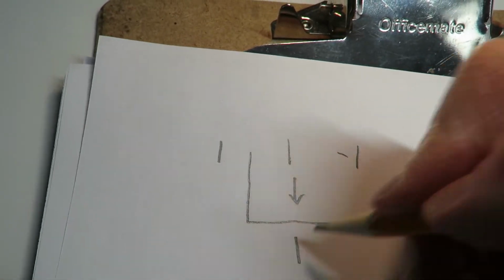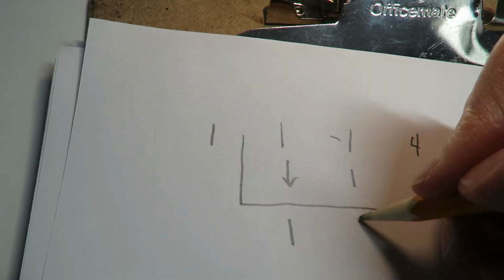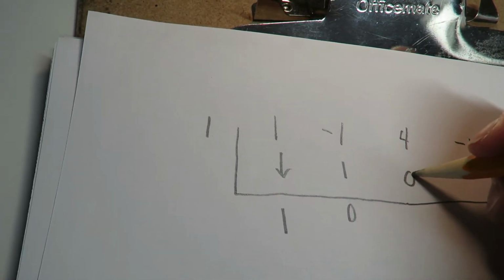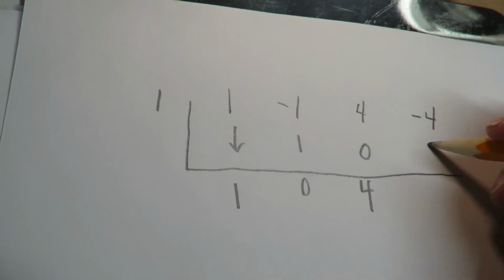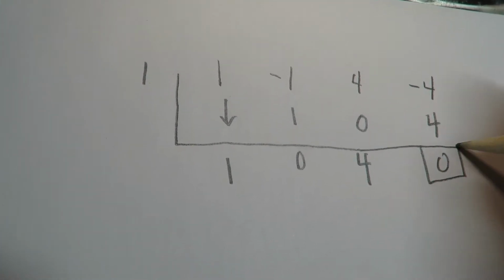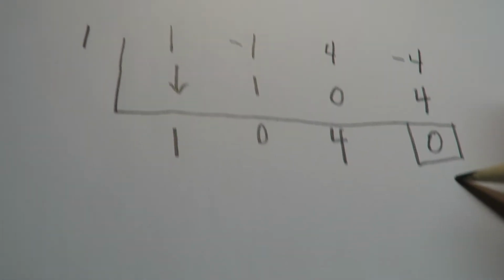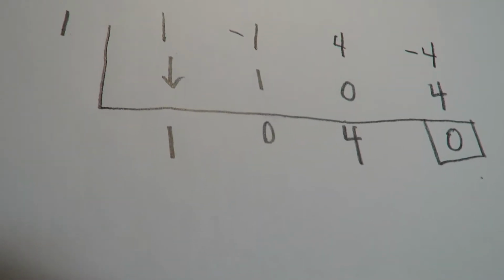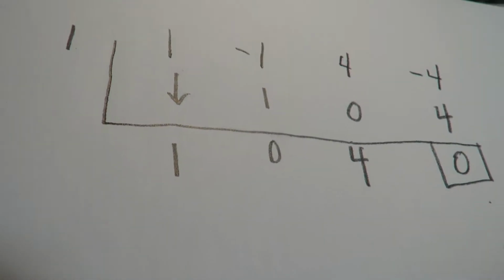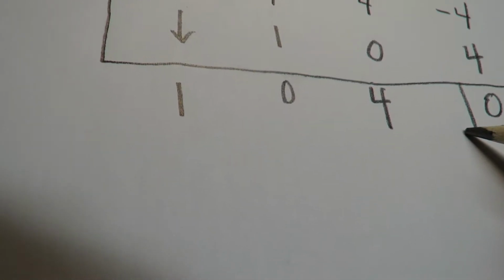Okay, I'm going to pull down the 1. I'm going to add. Okay, and so what happened was that worked twice. That worked twice. And you will find that sometimes that happens, okay? Because your remainder is 0, it means that worked twice.